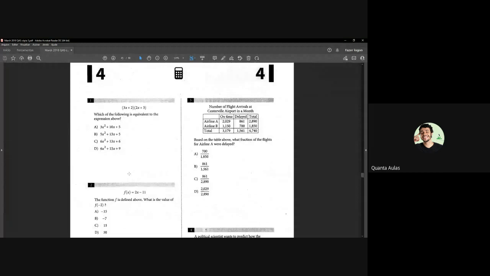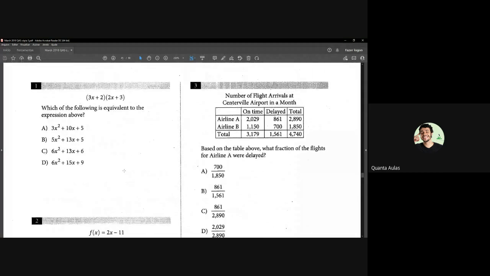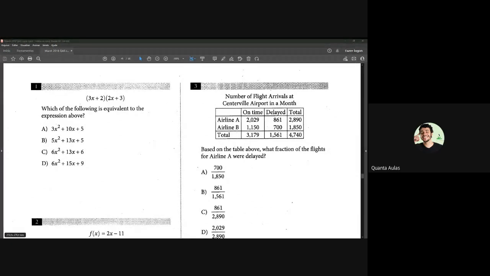Agora calculator. Claro que calculator, tu não vai usar calculator porque é muito fácil, né? Não, eu vou usar, porque eu não sei fazer divisão. Fala besteira, menina.